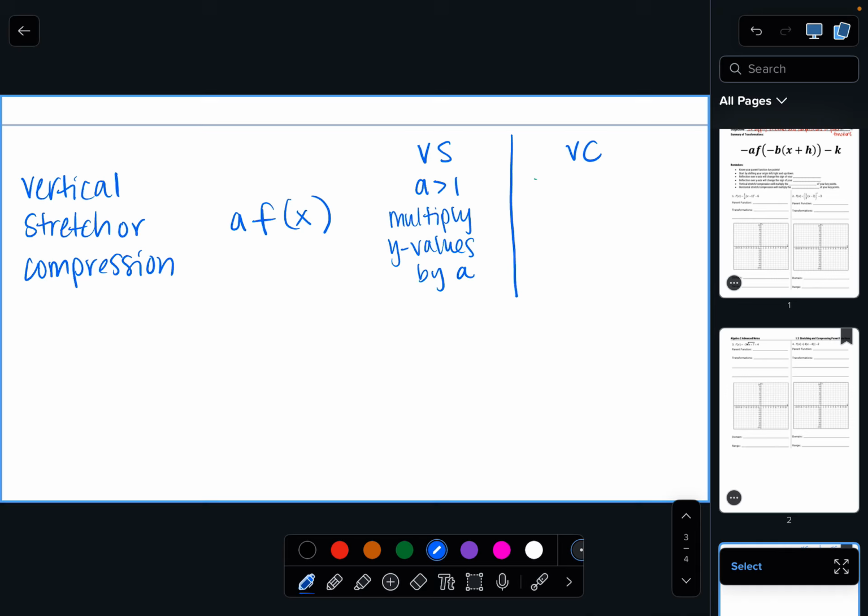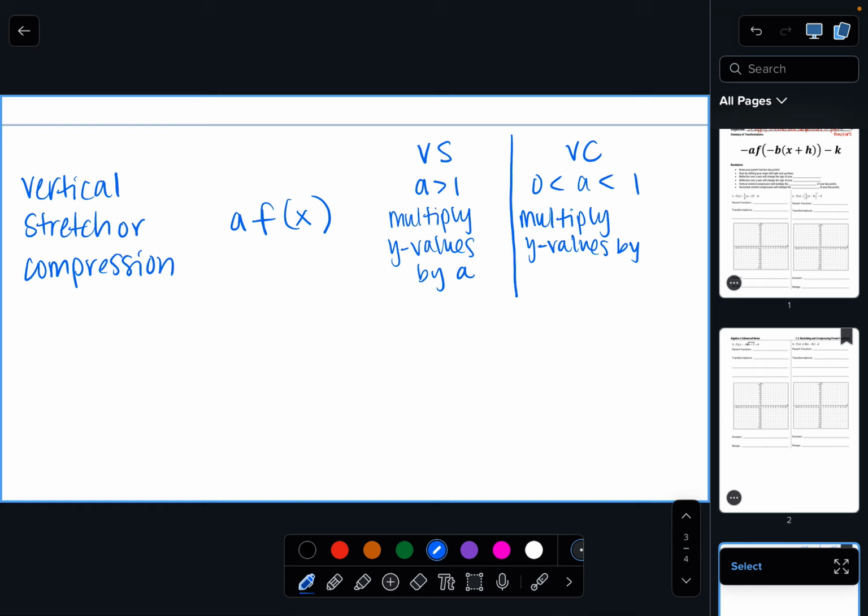So the other side of the coin is a vertical compression. So that is when A is between 0 and 1. And a lot of times people want to look at this and say when it's a fraction. Mostly true, but if you had something like 3/2, technically that's bigger than 1. And so that falls into vertical stretch category. But like 1/2, 1/3, 1/5, 2/6, 4/5, whatever, those are all vertical compressions. But the nice thing about these is we apply them in the same way. Multiply y values by A.